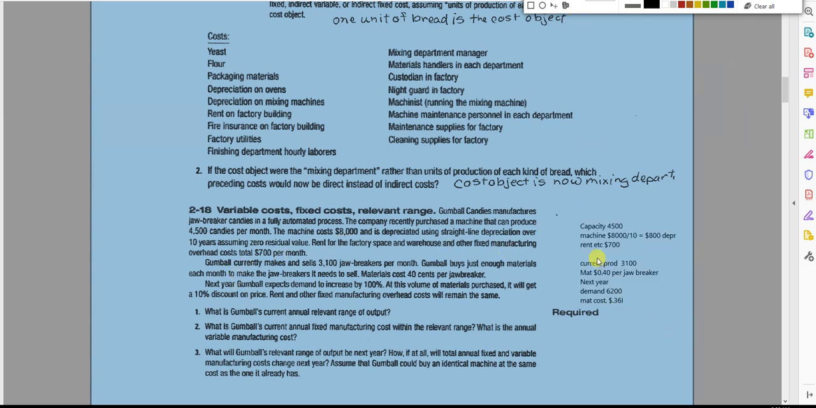Okay, so I've written them down here. We have capacity of 4,500 per month. The machine costs $8,000, depreciated straight line over 10 years, assuming no residual value. So 8,000 divided by 10 is $800 of depreciation. Rent is $700 per month. Again, these are fixed costs, so I have $1,500 of fixed costs so far per month.